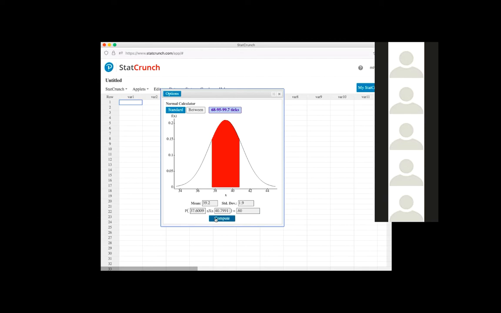Okay, so what about these kids? They're between 37.6 inches and 40.799. So if they want one decimal place, it's 37.6 and 40 point, this gets rounded up to an 8, 40.8 if they want one decimal place.